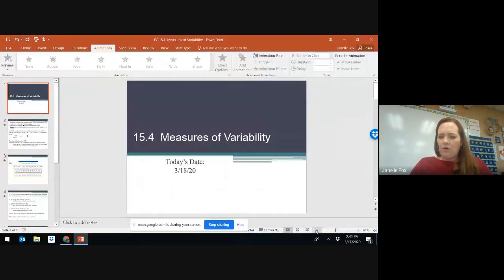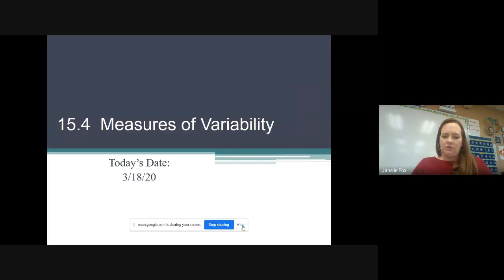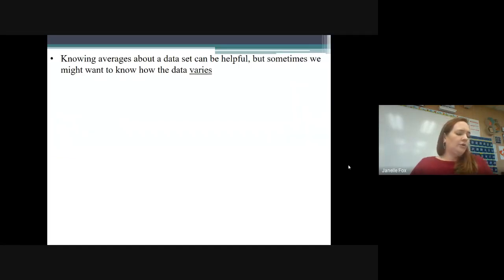Okay, so today we are doing this section called measures of variability. This whole time we've been talking about data. We've talked about how to organize data, how to find averages and measures of central tendency, mean, median, mode. We talked about how to draw different representations, stem and leaf, distributions, histograms. So now we're going to talk about how much the data varies, as opposed to how much it's the same.